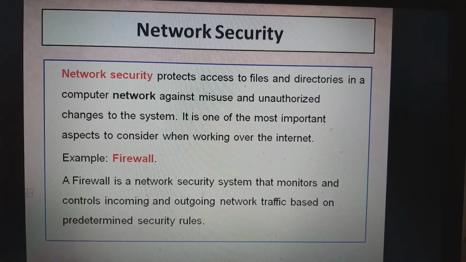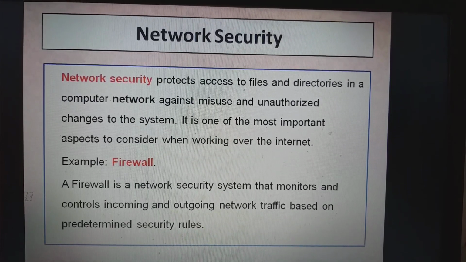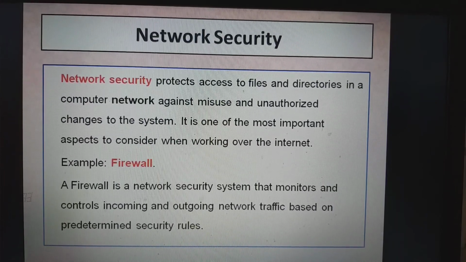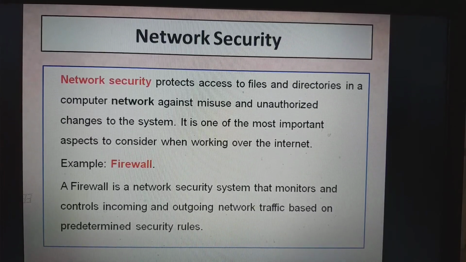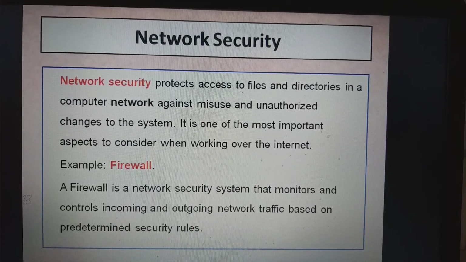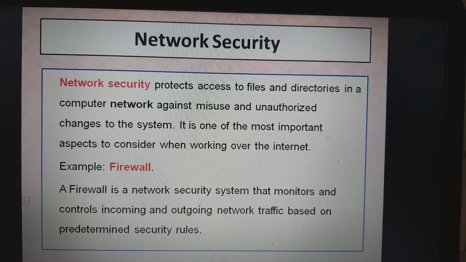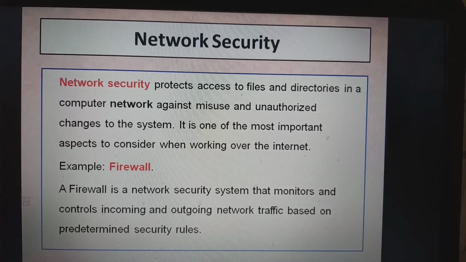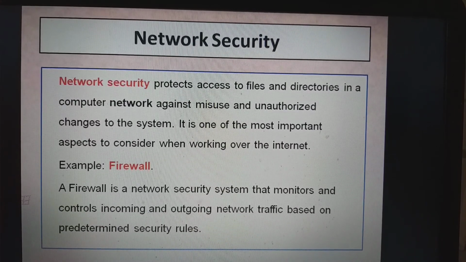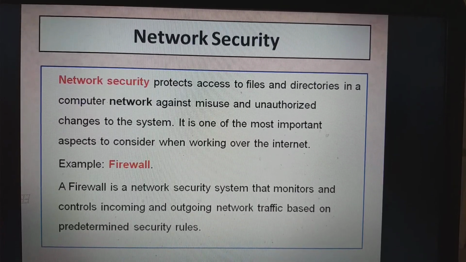Now, we come to the very important topic of network security. Network security protects access to files and directories in our computer network against misuse and unauthorized changes to the system. It is one of the most important aspects to consider when working over the internet. An example is a firewall. A firewall is a network security system that monitors and controls incoming and outgoing network traffic based on predetermined security rules.